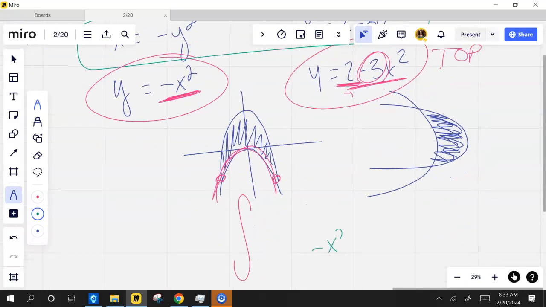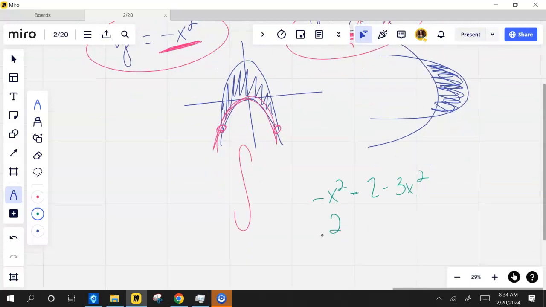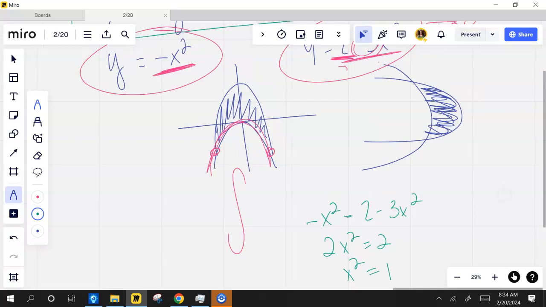Where does negative x squared equal 2 minus 3x squared? Add 3x squared. This is happening at negative 1 and 1. I'm finding my bounds because I want to find the intersection points. To find intersection, you find what they share. To find what they share, you set them equal to each other, right? Where are they the same?